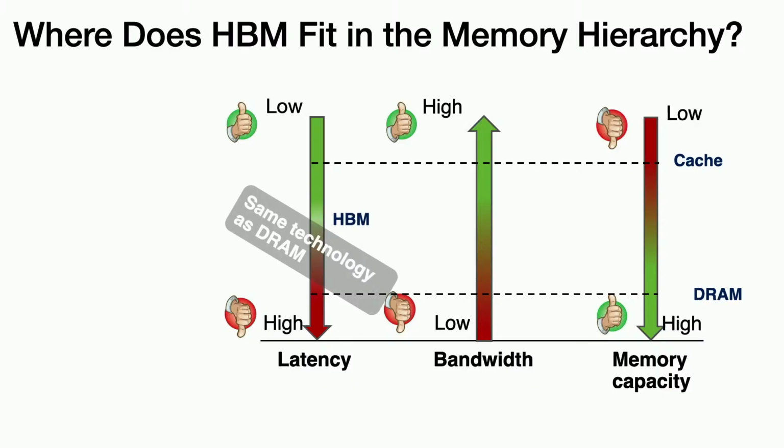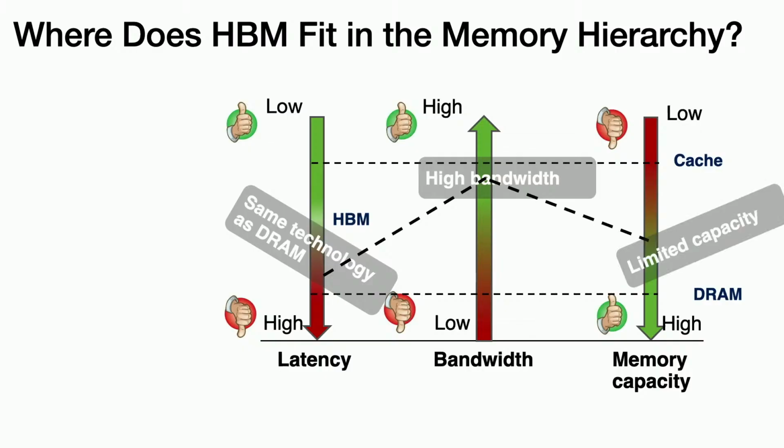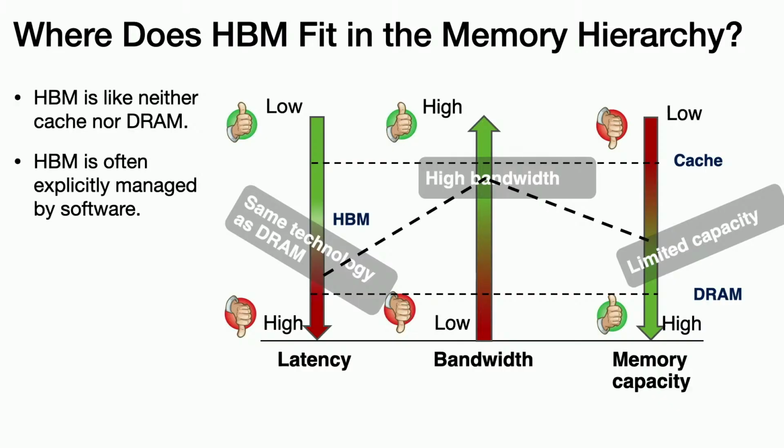It uses the same technology as DRAM, and we heard other reasons that it still has high latency. It has high bandwidth. That's its main advantage. And it can be large, so it's larger than caches, but generally not quite as large as DRAM. So it's still limited capacity. It's not like cache or DRAM, and it's generally explicitly managed by software. Caches are generally managed directly by hardware. HBMs are normally explicitly managed by software. And the question is, how should we manage it?